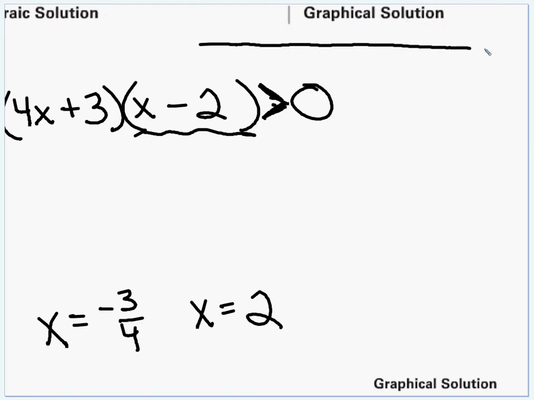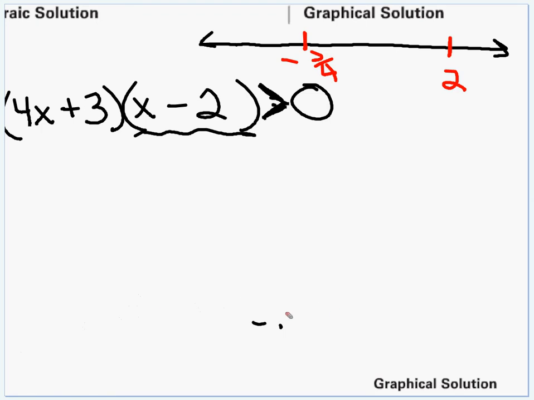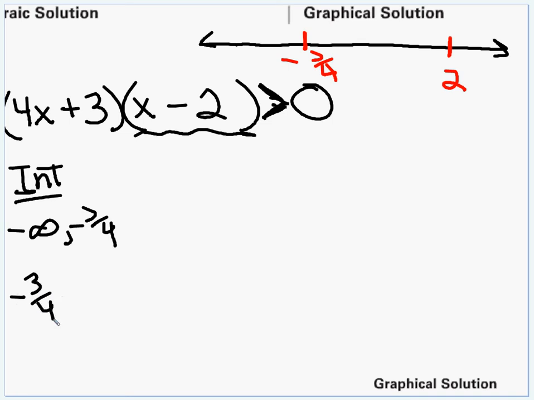So here's our number line. And I'm going to use red ink. Here's negative 3/4, and positive 2 are our key numbers. So those are going to chop up our intervals. So our intervals are going to be negative infinity to negative 3/4. And then the next interval picks up at negative 3/4 and goes to positive 2. And then finally we'll go from 2 to infinity, since that was our last key number.